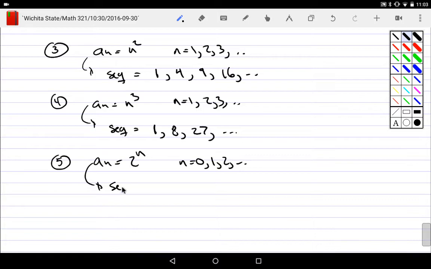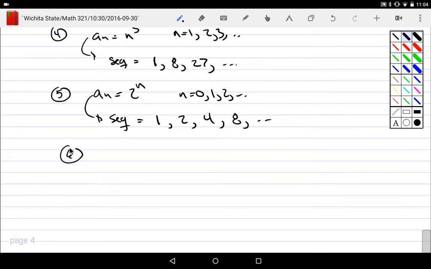What is that sequence? Plug a 0 in. 1. Plug a 1 in. Next. It's just doubling, right? If you notice it doubles, it's a 2 to the n. If you notice it triples, it's a 3 to the n. We should know those.